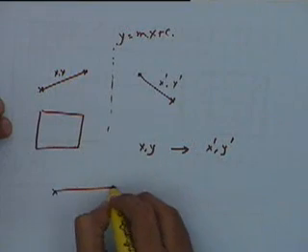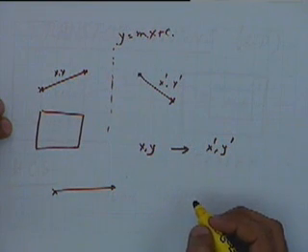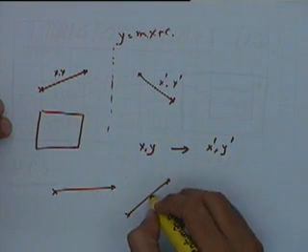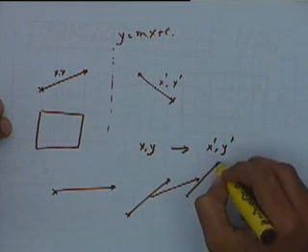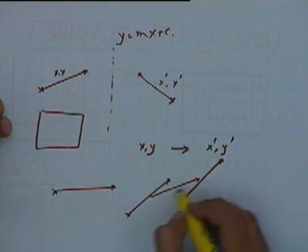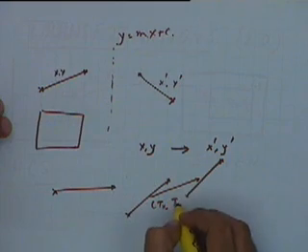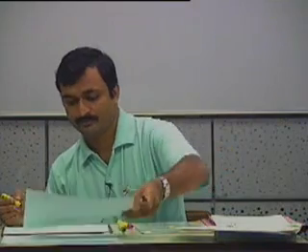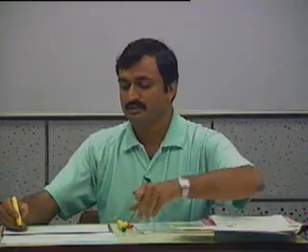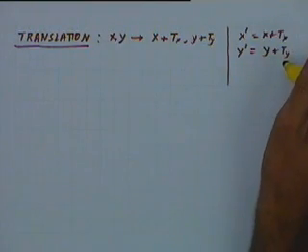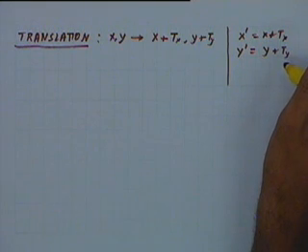Any point is translated by a vector. If we have a line segment like this, this will be translated by a vector onto a location like this. Okay, this is translation by a vector given by tx, ty, and that can be captured simply by addition of tx and ty in the x and the y coordinates.